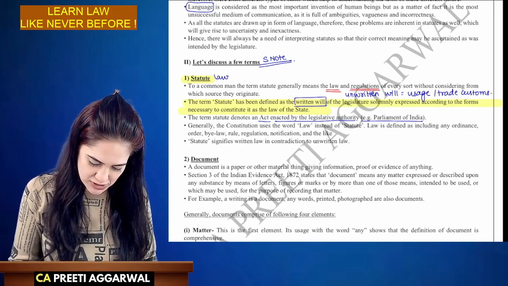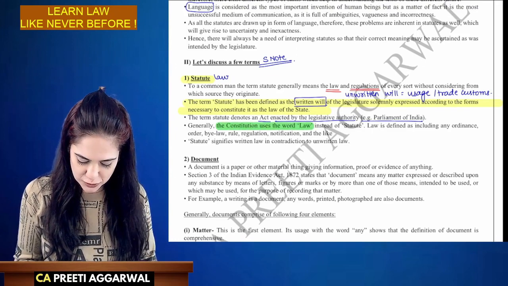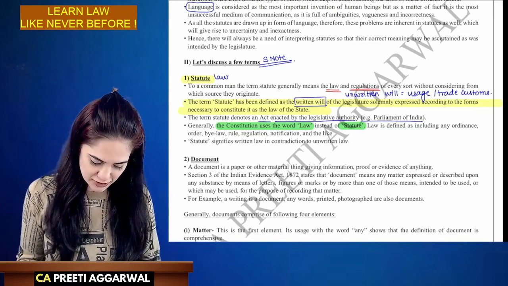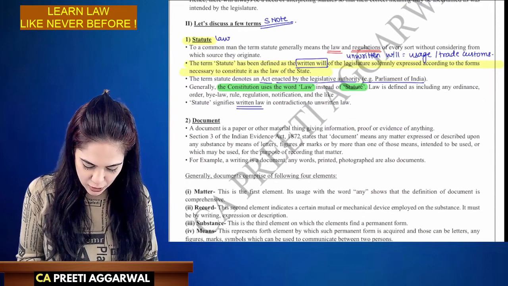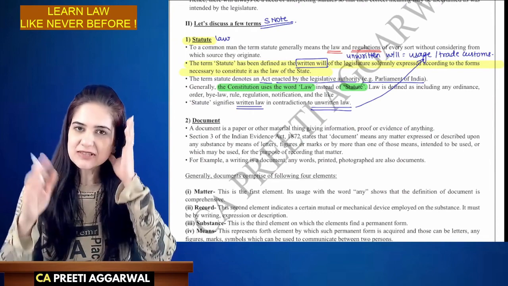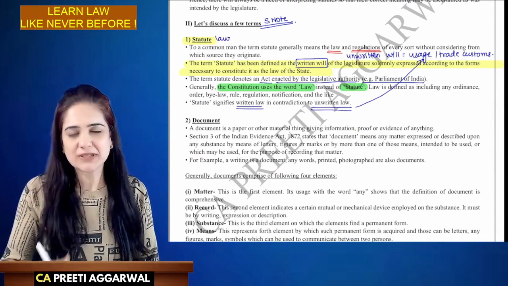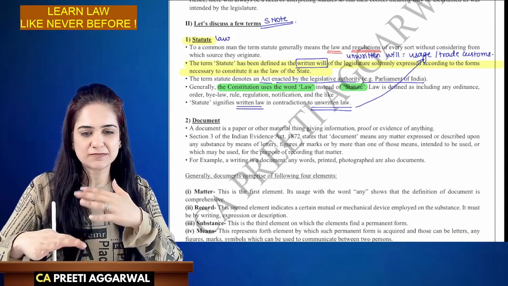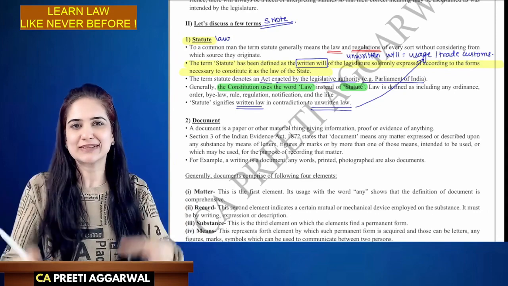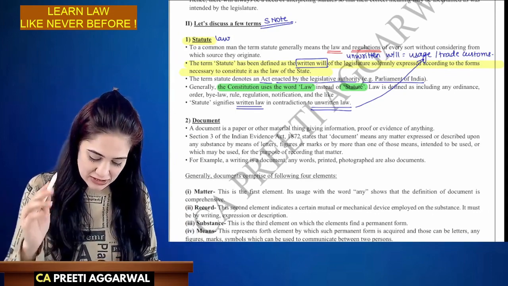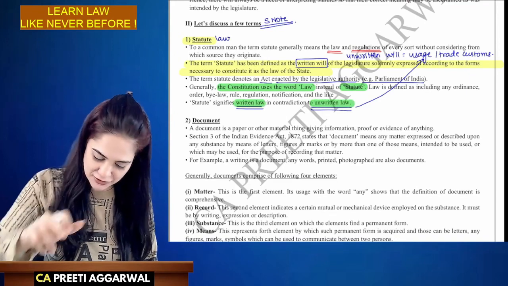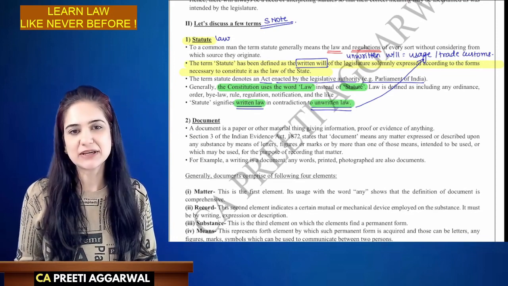So the constitution uses the word law instead of statute because the constitution is for the common man. Law includes ordinance, orders, bylaws, etc. Statute is the written law in contradiction to the unwritten law. That unwritten law is nothing but usage. In this chapter, you will find that the same concept, the same sentence is written in different forms, like how we write in college. The idea is the same. It's only that they have written it in 3 or 4 different ways. The key words over here are that it is a written law in contradiction to the unwritten law. And I have also underlined the key word.